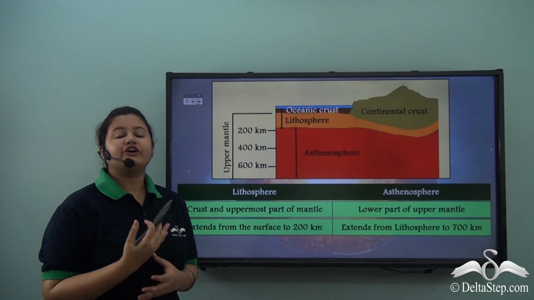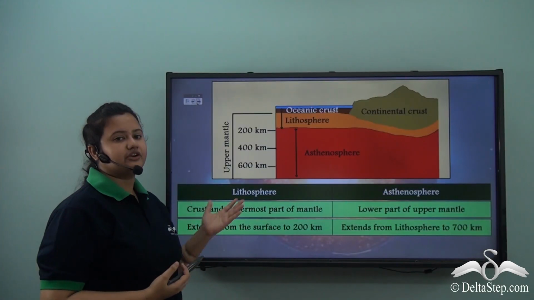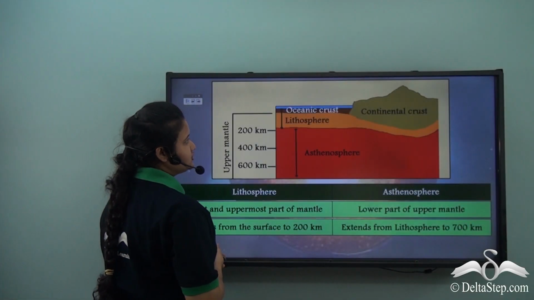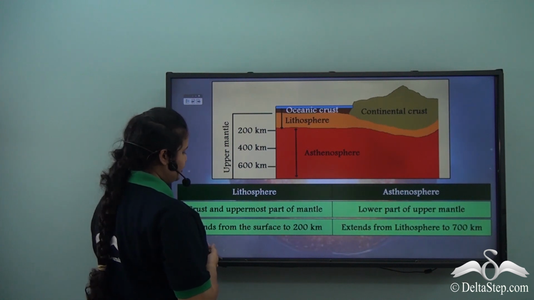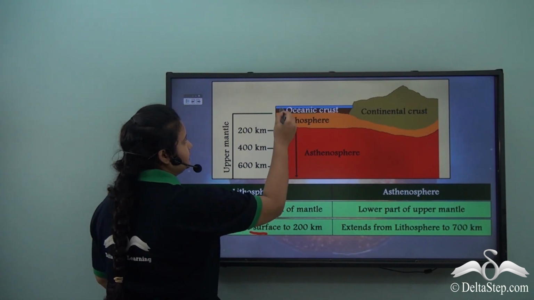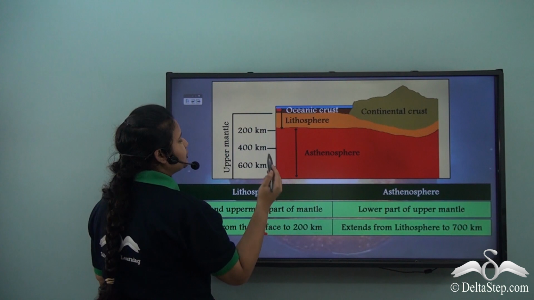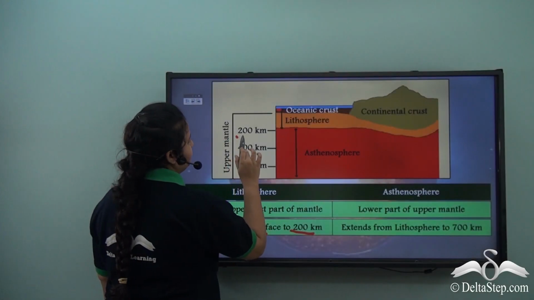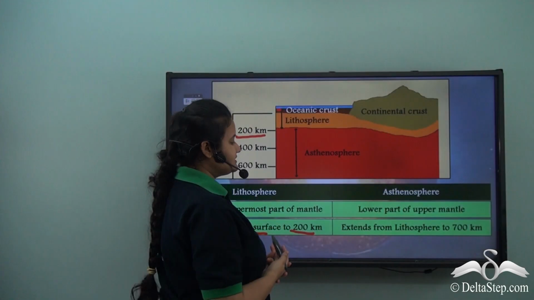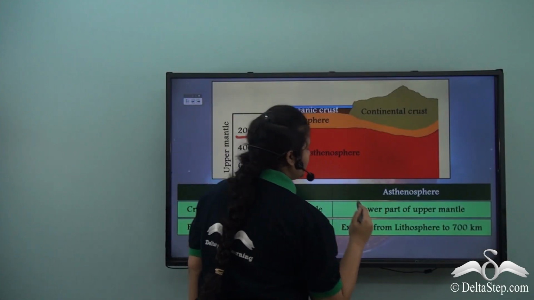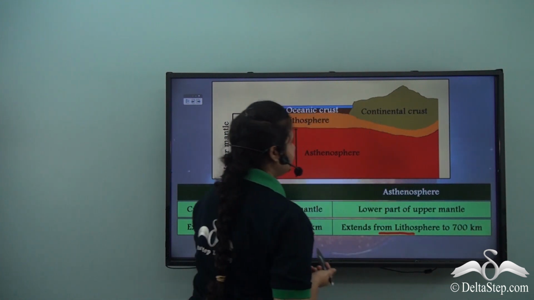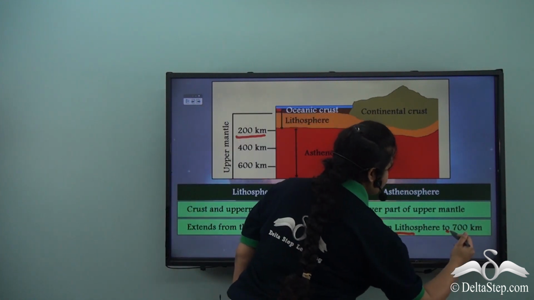Another point of distinction between lithosphere and asthenosphere is their extension. See from the picture that lithosphere extends from the surface of the earth, that is from here, up to a depth of 200 kilometers approximately, while asthenosphere lies below lithosphere, so it extends from lithosphere up to a depth of 700 kilometers.